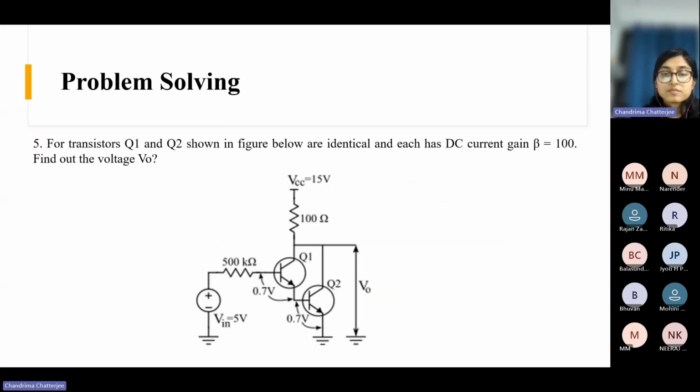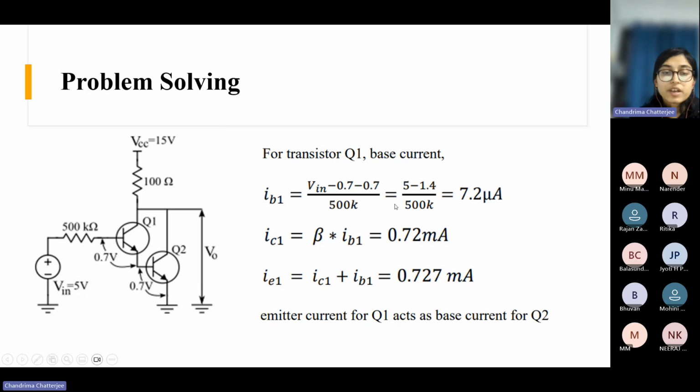So we need to find out V0, right? For finding out V0, a similar approach applies. There are two, three expressions, and you just need to apply KVL or KCL. So how can we do that? First of all, we need to find the base current of this first transistor.